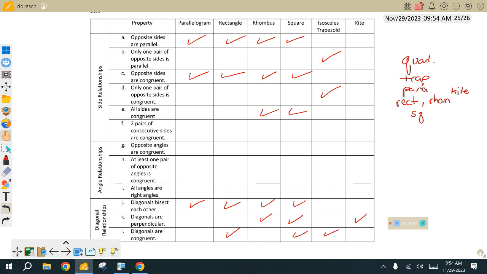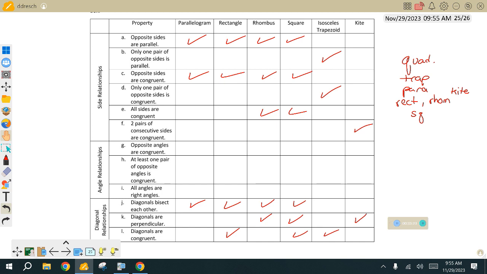All sides are congruent. That is correct. The rhombus and square then. That's all I think we can do there, right? Okay, that's the weird phrasing on the next one. Two pairs of consecutive sides are congruent. And consecutive is another way we can say adjacent. That's my kite. Okay.